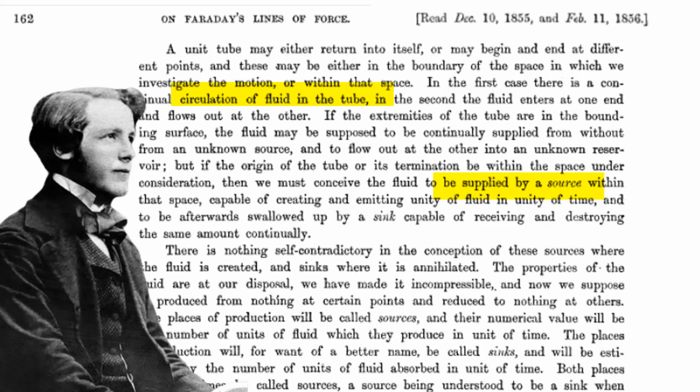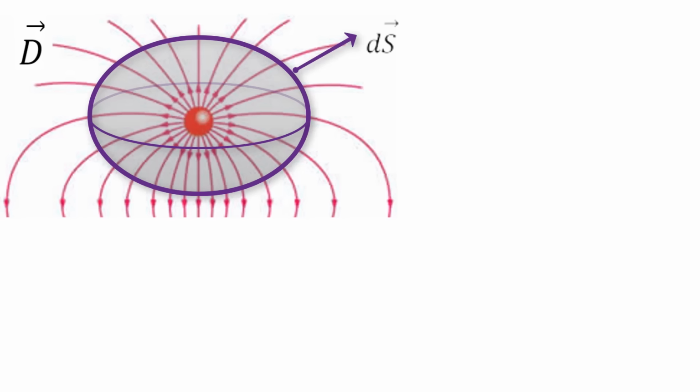So he had tubes of incompressible fluids, where Maxwell imagined how these lines of force would be supplied by a source, i.e. a positive charge, and afterwards be swallowed up by a sink, i.e. a negative charge. Maxwell then used a method that he learned from a German mathematician named Carl Friedrich Gauss, where he made an imaginary closed surface around the charges and measured the amount of electrical lines D that pointed out of the surface, or took the integral over the surface of D dot dS.